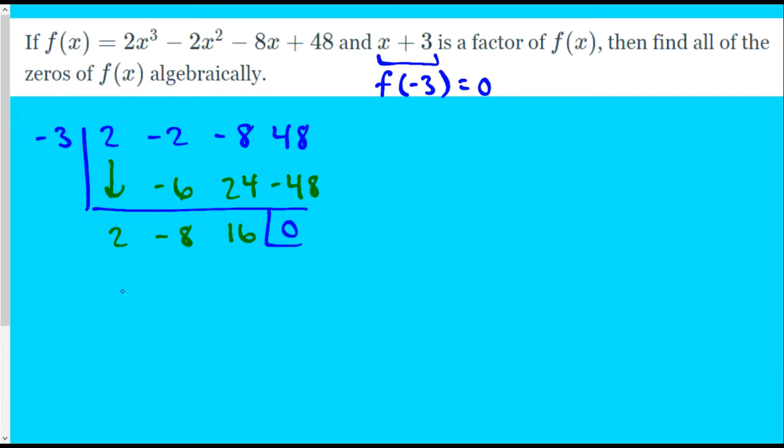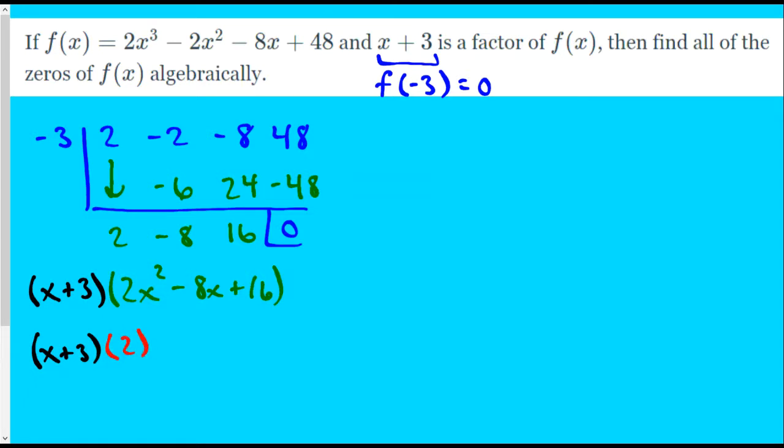So what do I have left over? Well, in factored form, I have a factor of x plus 3, and that one was kind of given. And then from synthetic division, I still have a 2x squared minus 8x plus 16. Okay, I'm also going to notice that for this, I have a GCF of 2. So I'm going to leave the x plus 3 over here, but I am going to go ahead and factor out a 2 because it's going to make the rest of my factoring or my quadratic formula that much easier. So this is just x squared minus 4x plus 8.